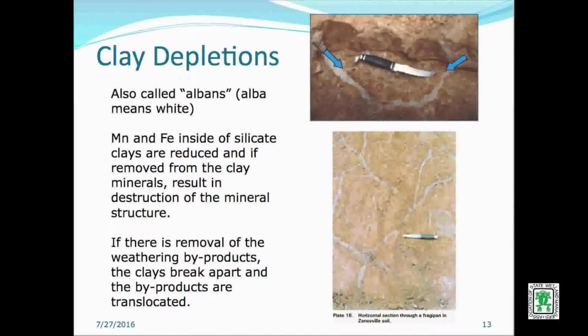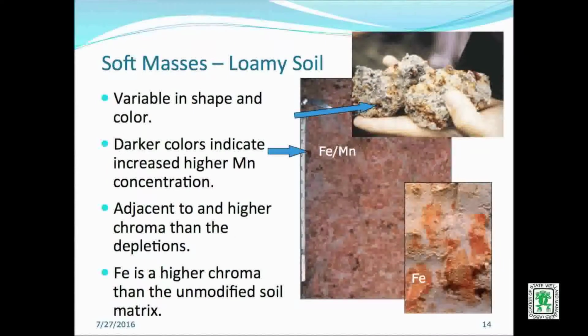Here's a look at some of the clay depletions, and in this case these are the surfaces between prismatic structure in what's called a fragipan. If we get soils that have a fragipan and also have anaerobic conditions above the fragipan, then we will get reduction in the pores going down between these prisms, and eventually we get clay loss as well.